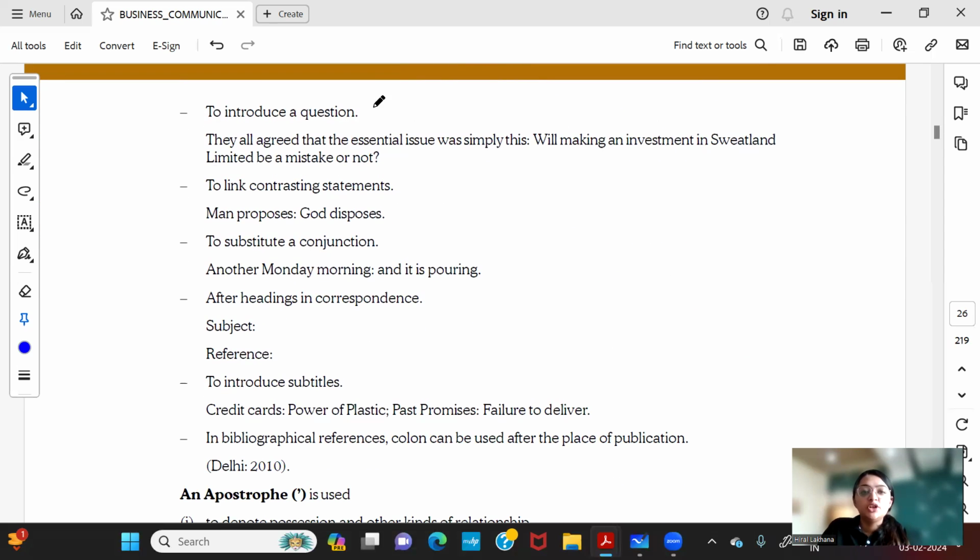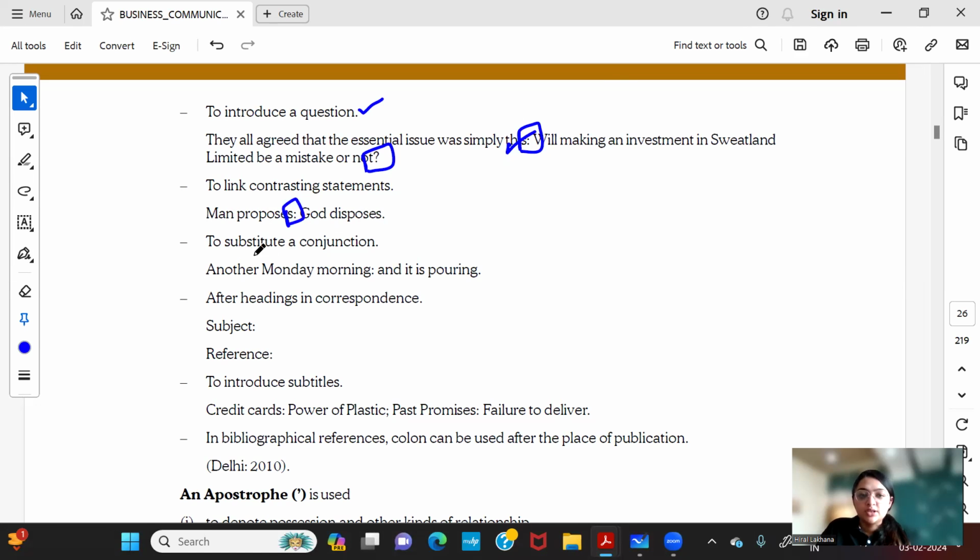Next, to introduce a question. If we are telling somebody something and that is followed by a question, before we start the question we can include a colon. It says, they all agreed that the essential issue was simply this: will making an investment in Sweatland Limited be a mistake or not? There is a question that comes into place here, but before introducing it, we have inserted a colon. To link contrasting statements: man proposes, God disposes.